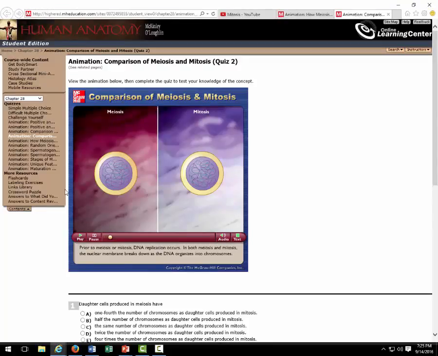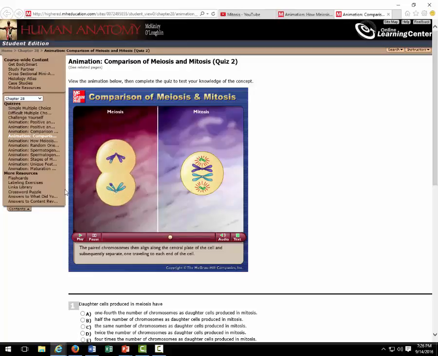Prior to meiosis or mitosis, DNA replication occurs. In both meiosis and mitosis, the nuclear membrane breaks down as the DNA organizes into chromosomes. In meiosis, chromosome pairs come together, or synapse, and crossing over occurs, resulting in mixing of the genetic information between the chromosome pairs. The paired chromosomes then align along the central plate of the cell and subsequently separate, one traveling to each end of the cell.